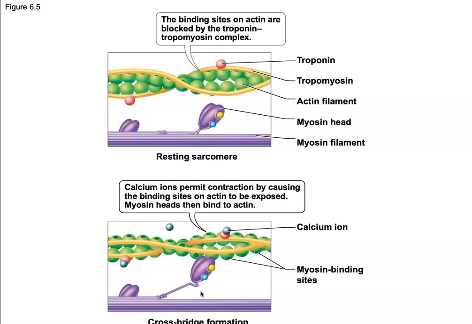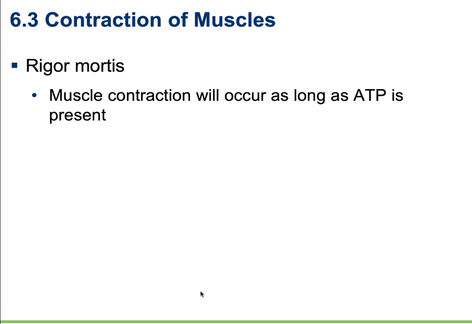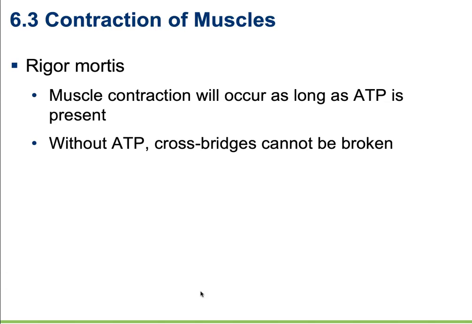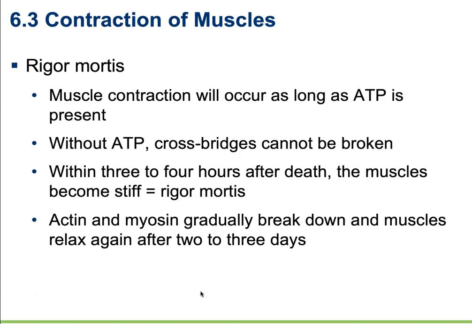An example of a homeostatic imbalance that may be found within the muscular system is rigor mortis. Rigor mortis is caused by muscle contraction as long as ATP is present. Without ATP present, the cross bridges can't be broken, and so the muscles stay contracted. Within 3 or 4 hours after death, the muscles become very stiff and rigor mortis sets in. Eventually, given enough time, actin and myosin will gradually break down, and the muscles will start to relax again after 2 or 3 days.